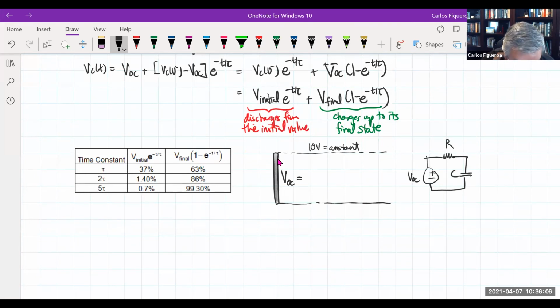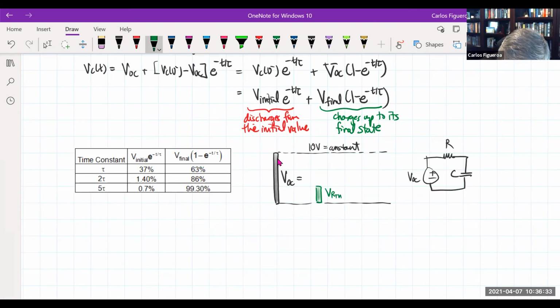So when you look at this thing, at one time constant, what do I see? Well, if this is 10 volts, at one time constant, the voltage across the resistor is going to be about 3.7 volts. You can see that this guy is going to be the voltage across the Thevenin resistance.